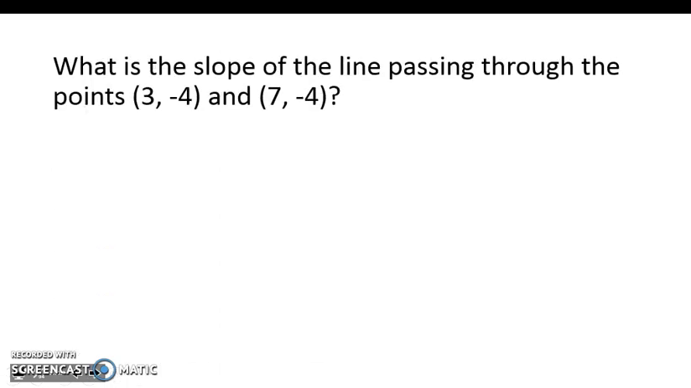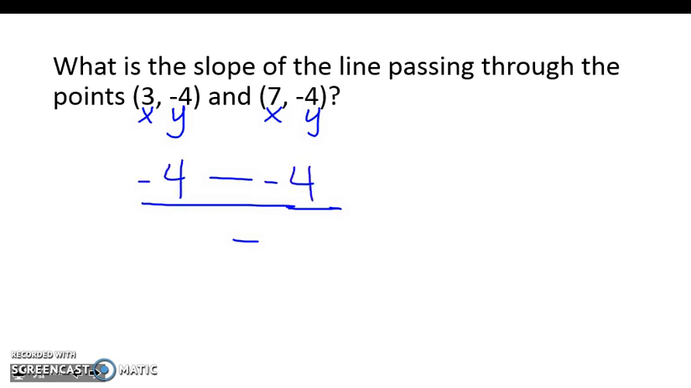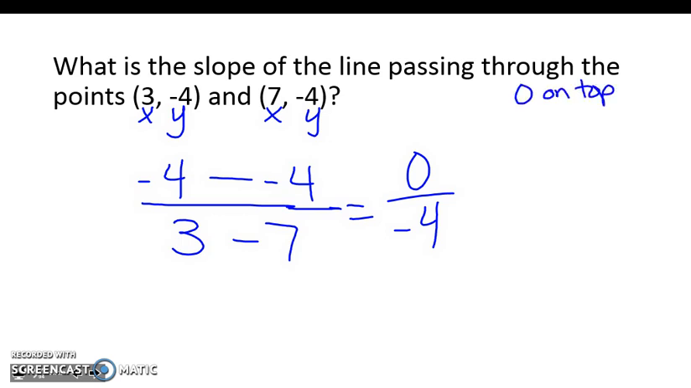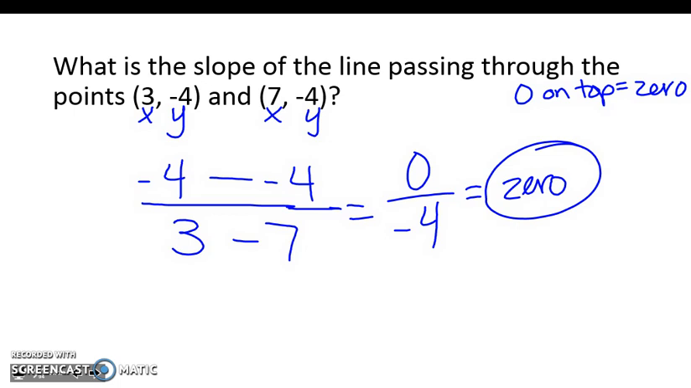All right, let's do another one. So x, y, x, y. If you want, you can pause the video and see if you do it correctly. So negative 4 minus a negative 4. And 3 minus 7. So negative 4 minus a negative 4 is 0. And 3 minus 7 is a negative 4. So guys, when there's a 0 in our answer, it's either a 0 line or an undefined line, okay? When the 0 is on top, it's going to equal a 0 slope. So what we're going to have to say here is that this slope is 0.